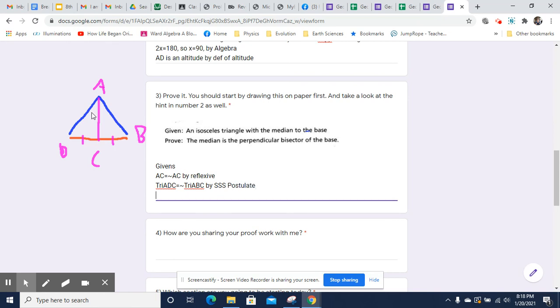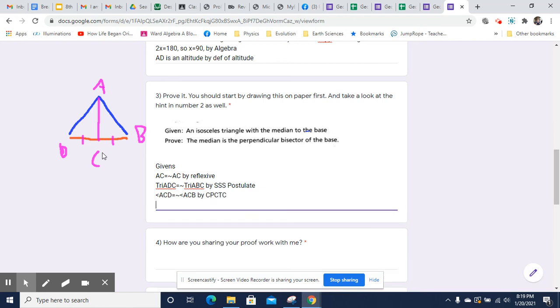And once we've proven that, we can prove that angle ACD is congruent to angle ACB by CPCTC. Corresponding parts of congruent triangles are congruent. So let's identify that. I'll use a light blue. So this angle and this angle are congruent.